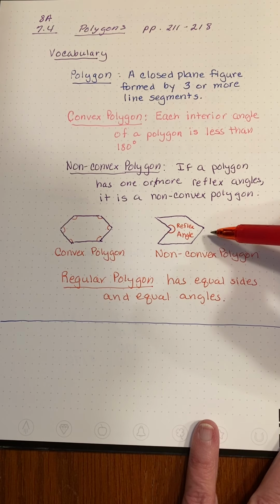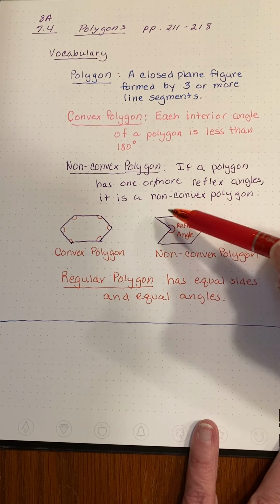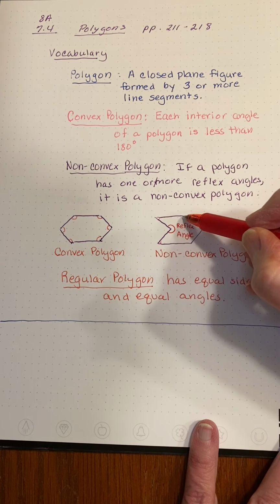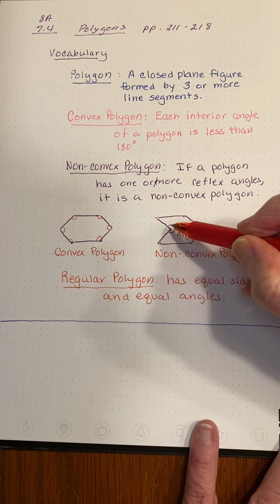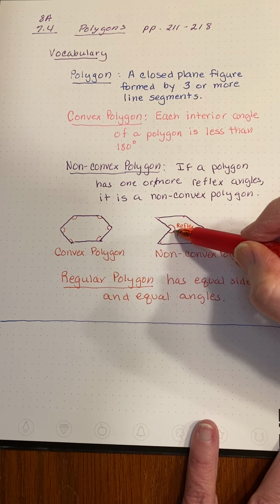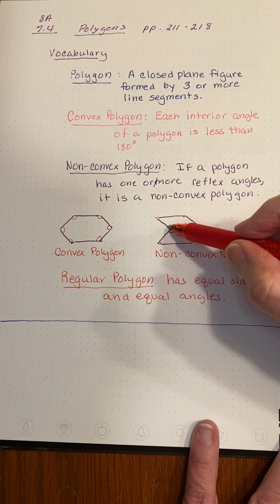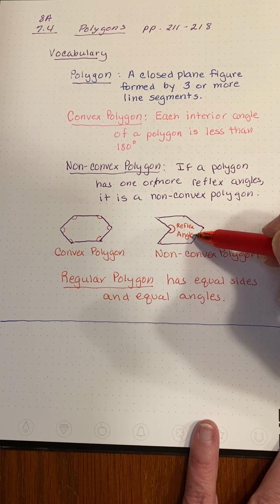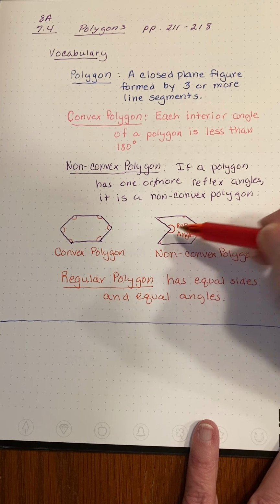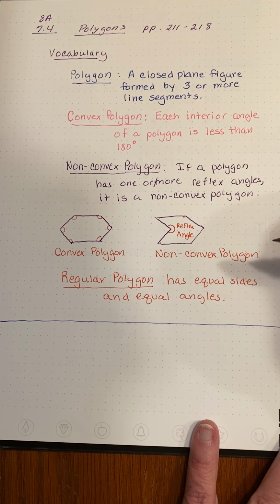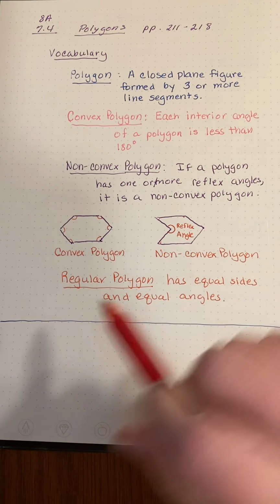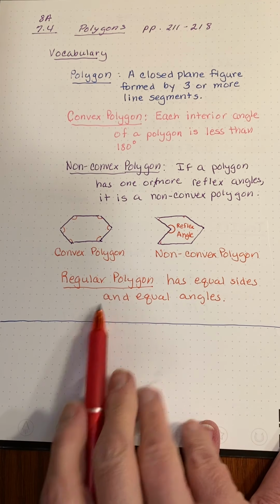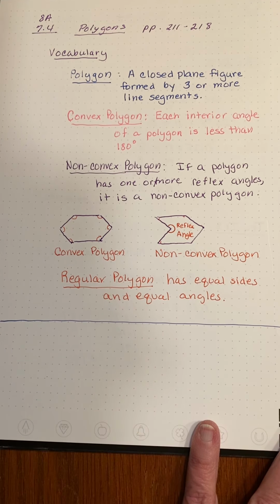Here is a non-convex polygon because you have regular angles here that are less than 180, but this angle on the inside is greater than 180, and that's what we call a reflex angle. Therefore, this reflex angle makes this polygon non-convex. Then a regular polygon would have equal sides and equal angles.